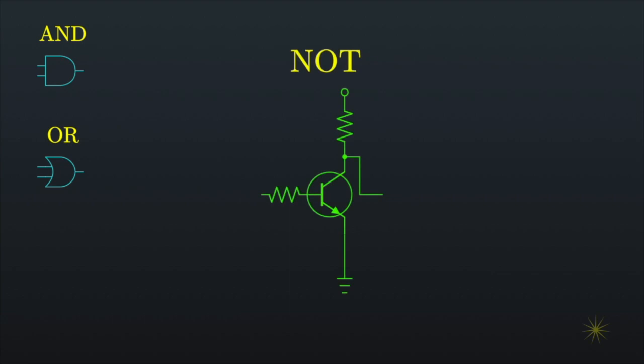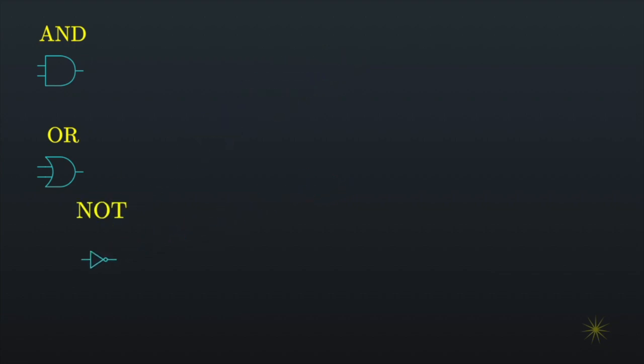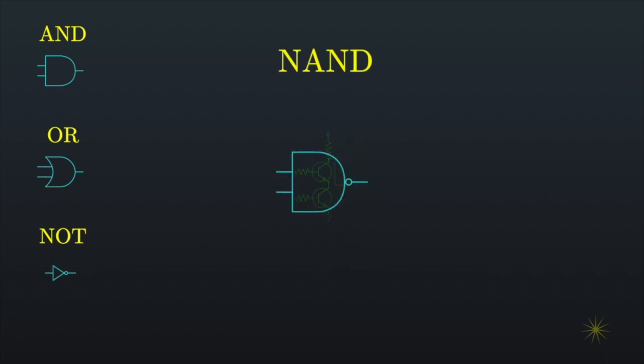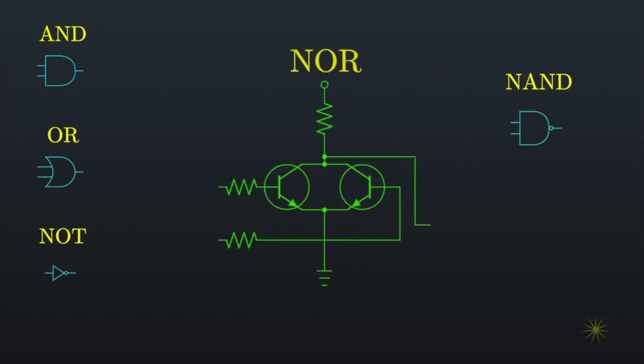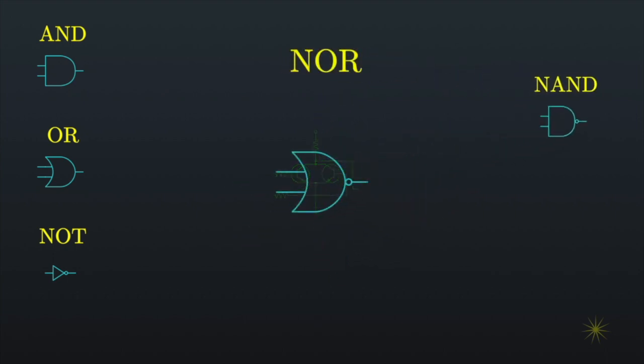And for our NOT circuit, we use this triangle with a circle. Whenever you see this little circle on any logic gate, it generally means the input or output is inverted. For our NOT circuit, only the output is inverted. We can see that little circle on our NAND and NOR diagrams. They're basically the same as the AND and OR diagrams, but with the little circle indicating the output is inverted.